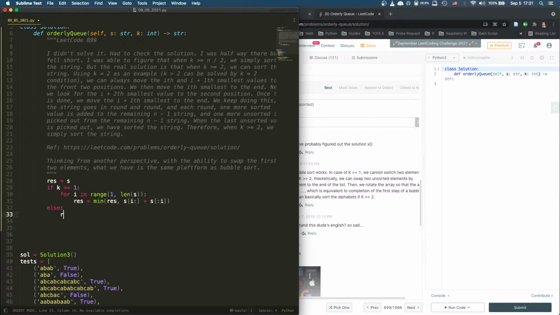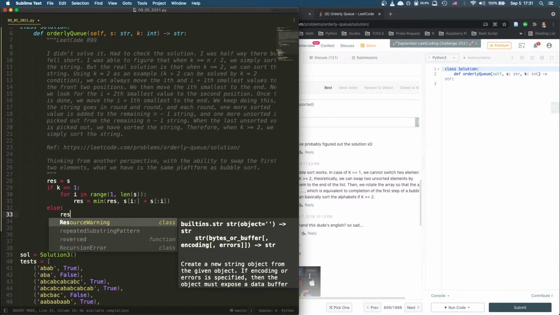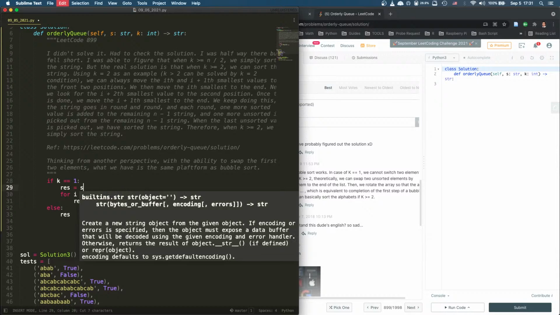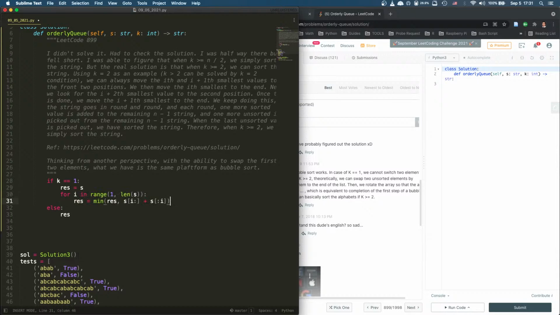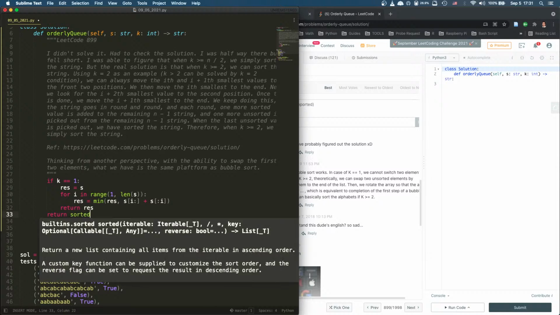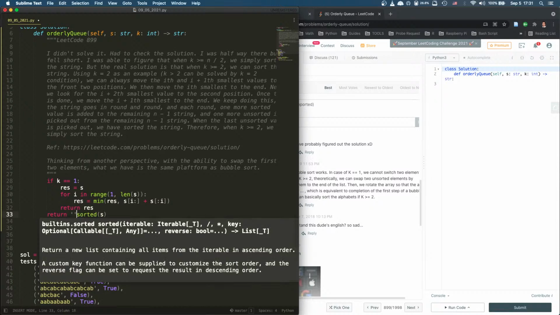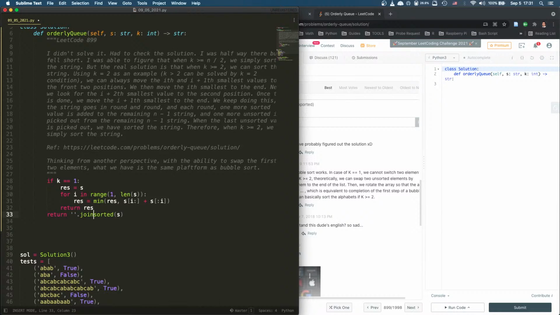Else. I actually don't like this. Let's just do it this way. And then return res. Else we simply return sorted s, joined.